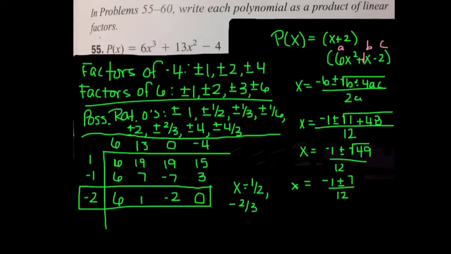Since these two numbers are zeros, that means x minus these numbers are factors. And again, the whole point of the problem was to write p of x as a product of linear factors. So doing so, I have p of x equals, my first linear factor was x plus 2.